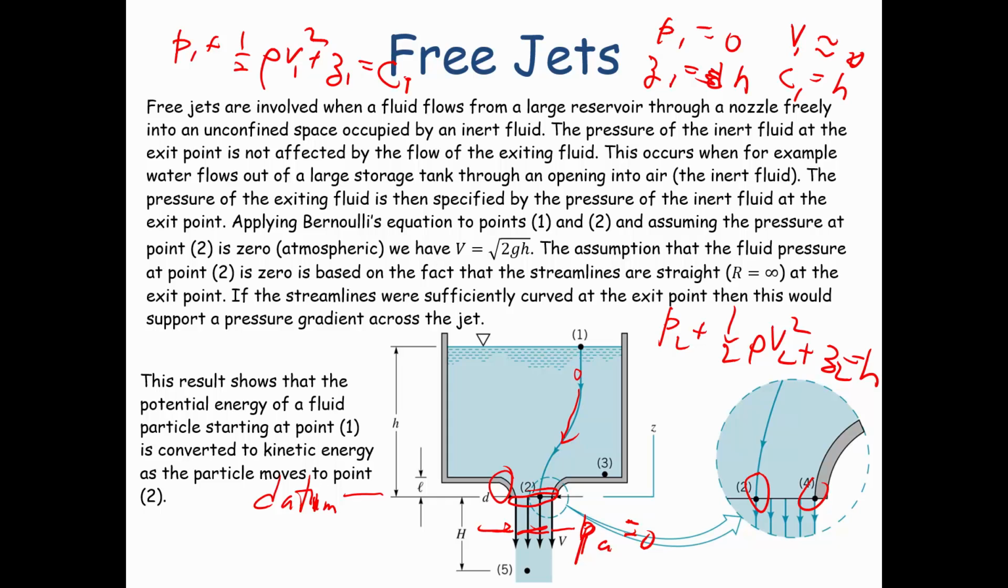And so if Z2 is equal to 0 and P2 is equal to 0, that means that 1/2 rho V2 squared is equal to H, and so we can solve for V2. That's what this is; we'll call this V2 right here. If we solve for V2, we just get the equation: square root of 2GH.